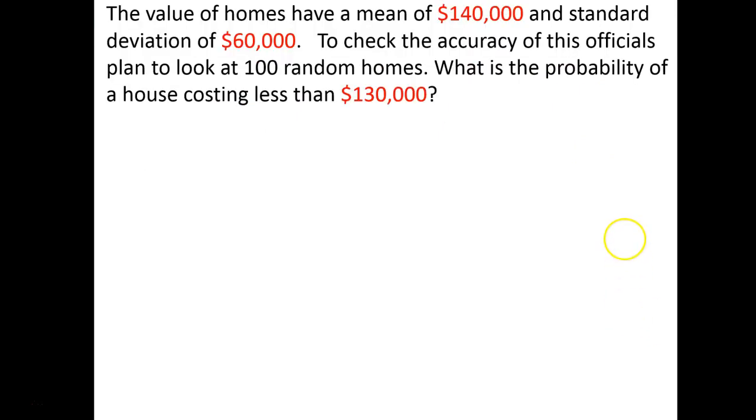All right, so let's look at the example. We've got homes. They have a mean value of 140,000, standard deviation of 60. We're going to look at 100 homes. I'm looking at a group, and I want to see the probability of costing less than 130,000.